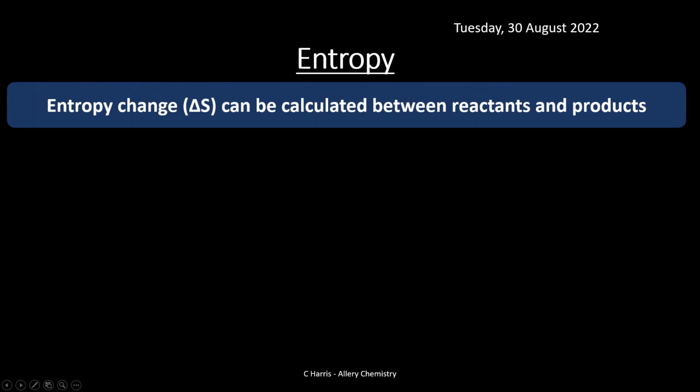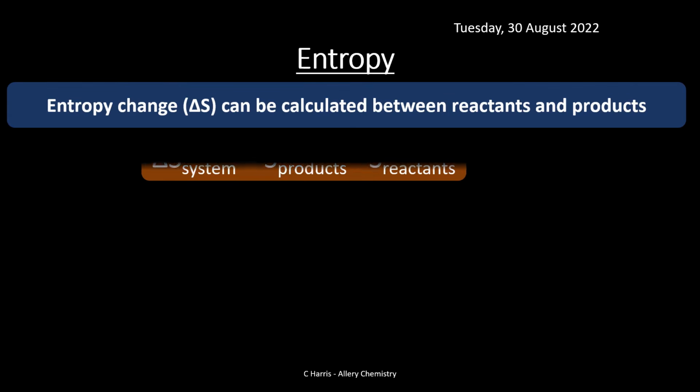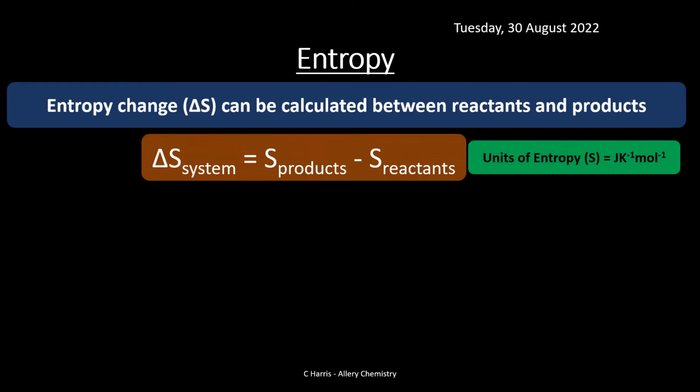Okay, sticking on entropy, here comes the mathsy bit. I can hear you groaning and moaning about it, but we've got to have some maths in this at least. Hopefully there are some nice formulas here, and hopefully we can make this a little bit clearer. Entropy is delta S. The delta S of the system is basically the products minus the reactants. That's an easy one, isn't it?